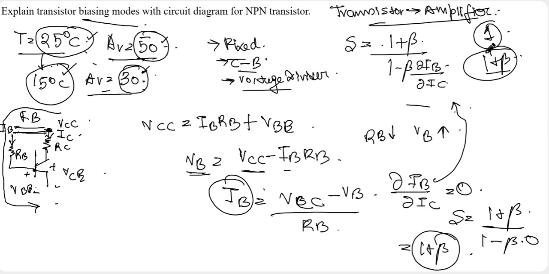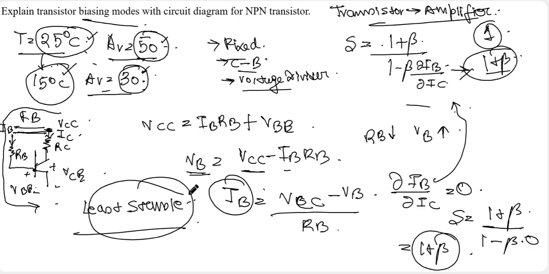As I have said, the maximum value of the stability factor is 1 plus beta. And if the stability factor is at its maximum value, then this will be least stable. So the fixed bias is the least stable bias. If we apply fixed bias, then the biasing will be least stable. So next up, we will move to the collector to base bias.